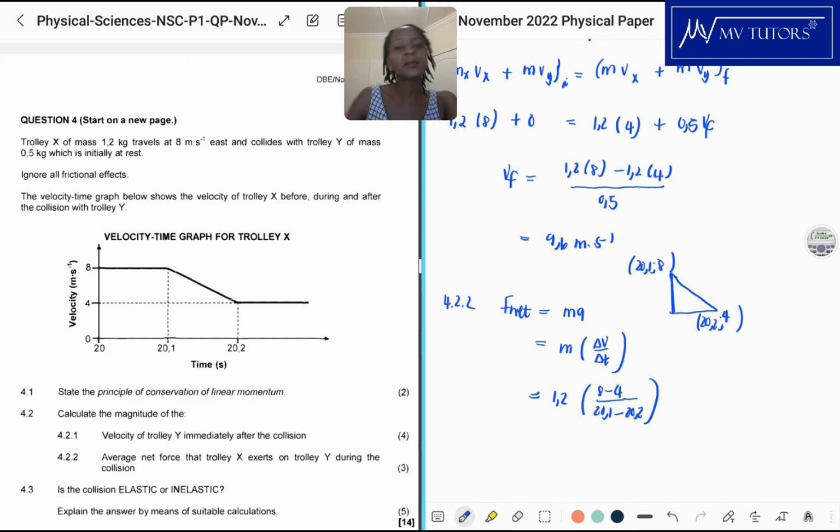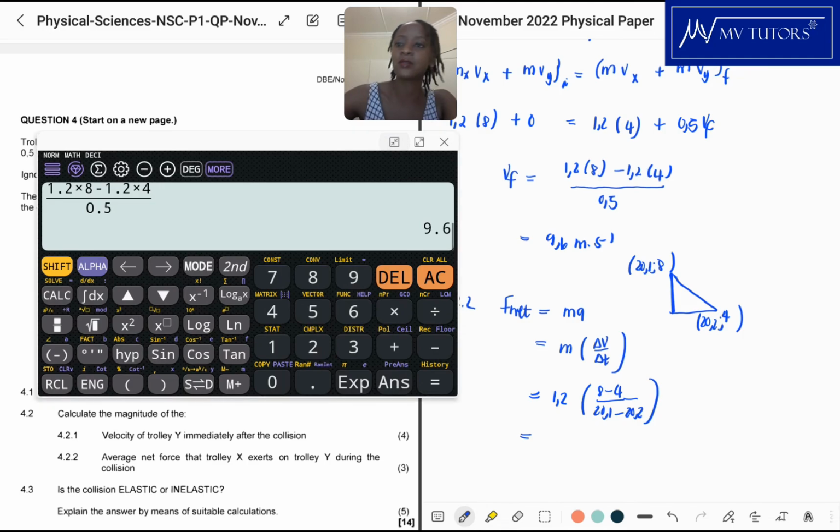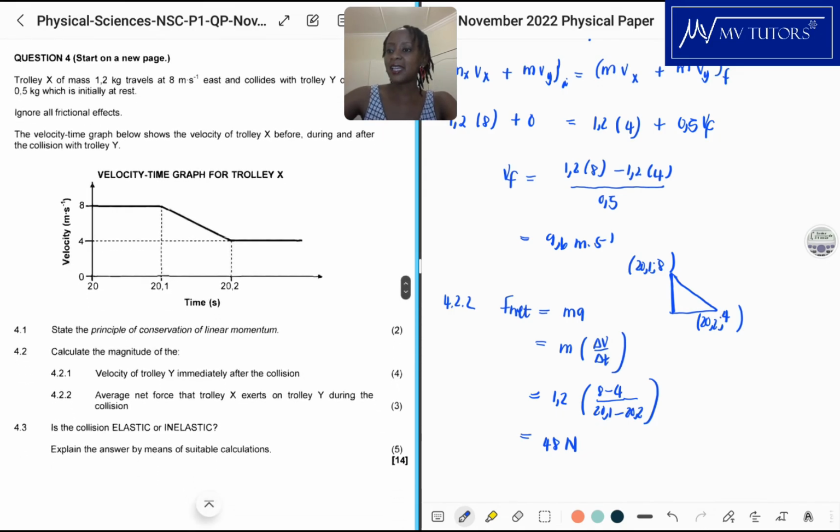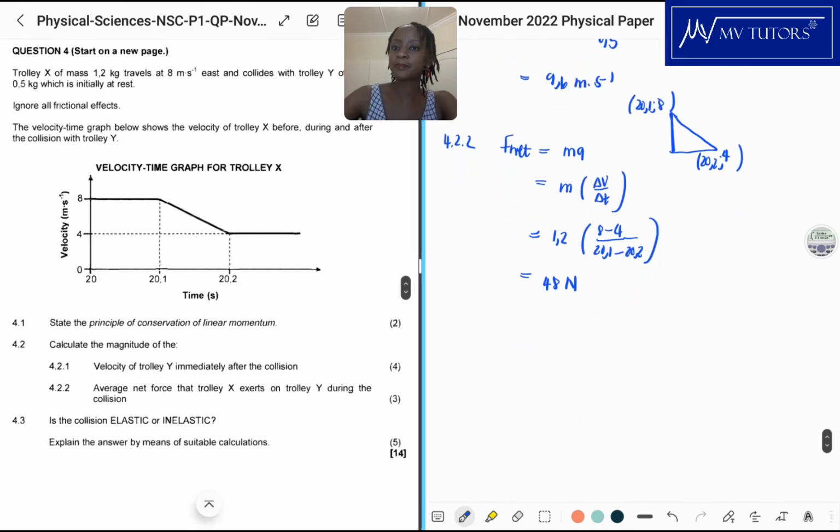Okay, and they want the magnitude. So in this case, the negative value doesn't really matter. They really just want the magnitude. So you have 1,2 multiplied by 4 all over 20,2 minus 20,1, which is simply 0,1. So yeah, we get 48 Newton.